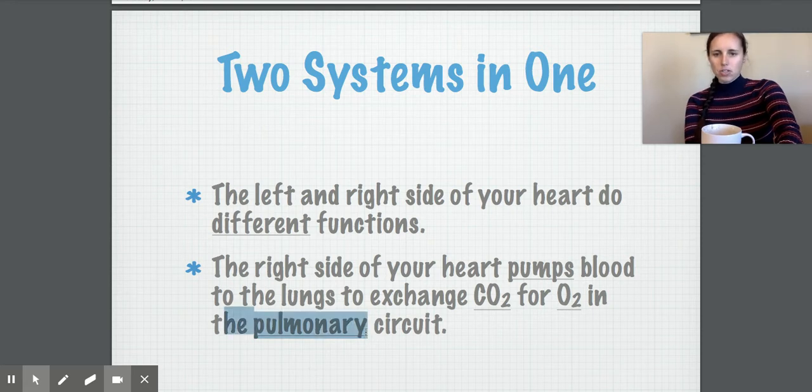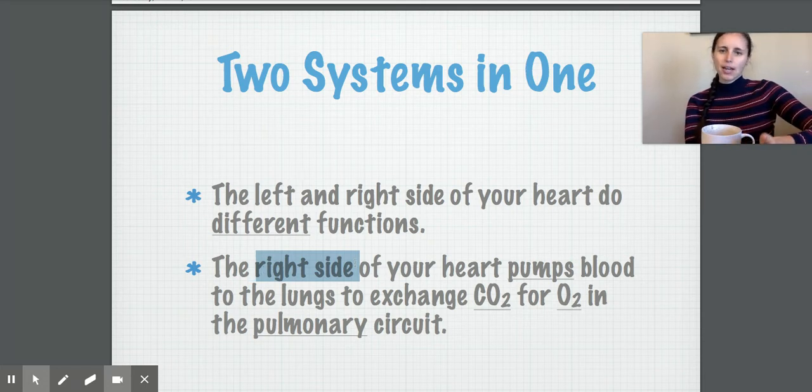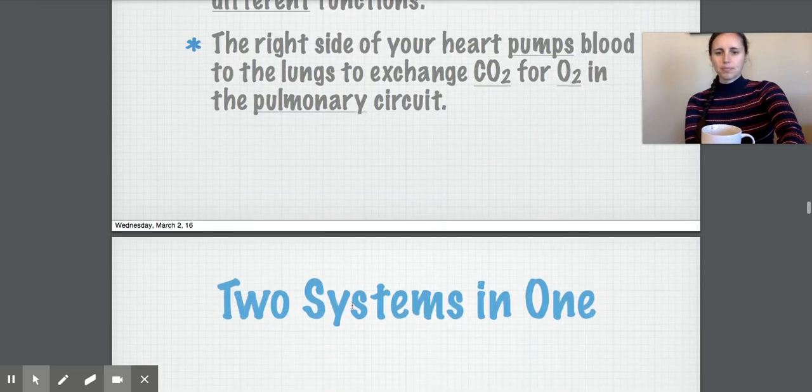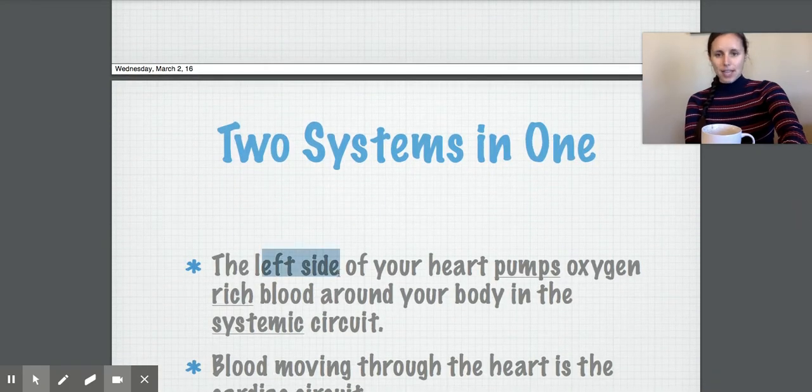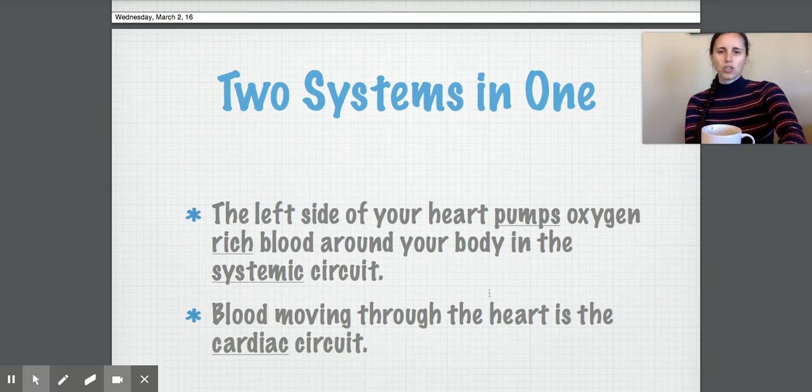So the pulmonary circuit, or the right side of your heart, goes to your lungs to get rid of carbon dioxide and to pick up oxygen. The left side of your heart is going to pump oxygen-rich blood around your body. We call this the systemic circuit. So when I say systemic, I want you to think about the rest of the body. So the left side is going to receive that oxygenated blood from the lungs, and it's going to deliver it to the rest of the body.